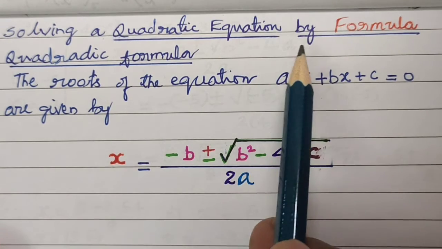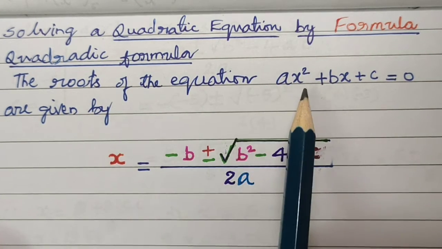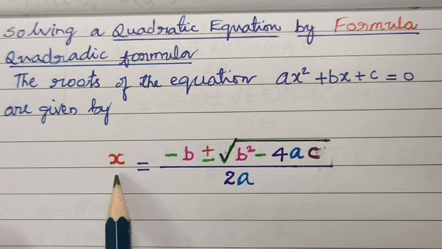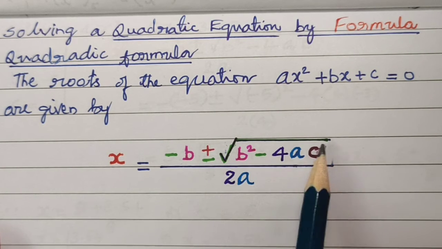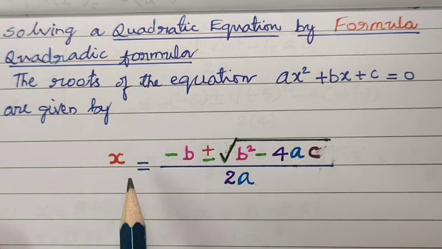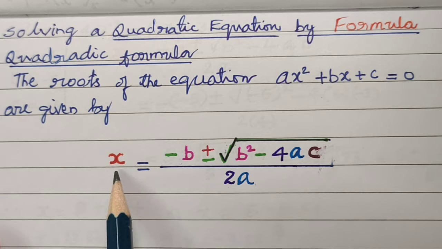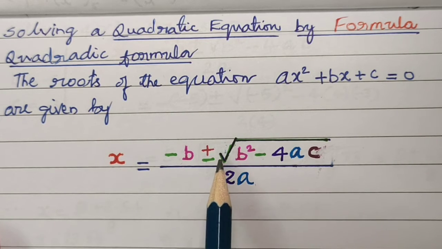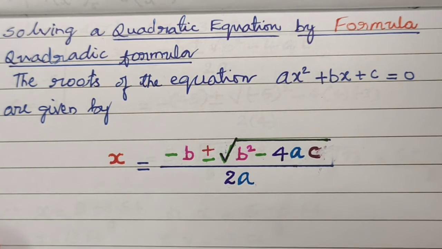Solving a quadratic equation by formula. Quadratic formula: the roots of the equation ax square plus bx plus c is equal to 0 are given by x is equal to minus b plus or minus square root of b square minus 4ac divided by 2a. This is the formula to find out the roots of a quadratic equation. x is equal to minus b plus or minus square root of b square minus 4ac divided by 2a.